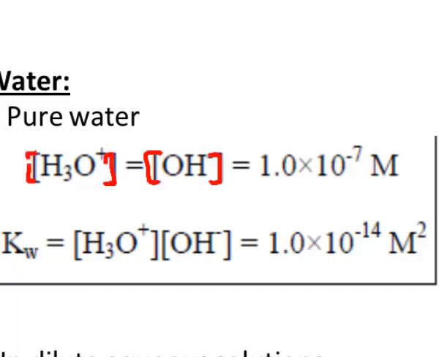So I remember that water's neutral. So if water's neutral, it should have equal parts concentration of hydroxide and equal parts hydronium, right? That sounds right. Okay. And so these numbers, when I learned about acids and bases, I know that the pH scale goes from 0 to 14, right? Mm-hmm. So these numbers kind of make sense to me. Do they have anything to do with the pH scale?